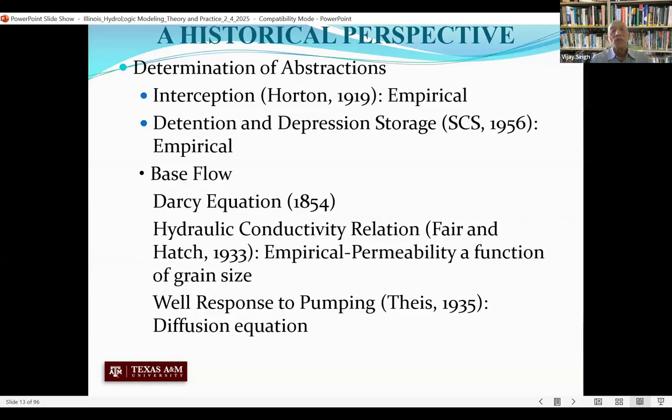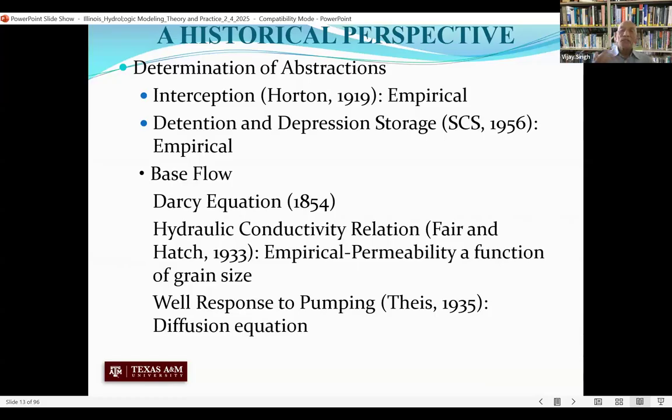Then, of course, groundwater. Really, the basis of groundwater hydrology is the Darcy equation, 1854, which was derived. Some people say it was 1852, but somewhere around that time. And of course, Fair and Hatch derived an empirical relation for hydraulic conductivity, which essentially says that permeability is directly proportional to some power of average grain size diameter.